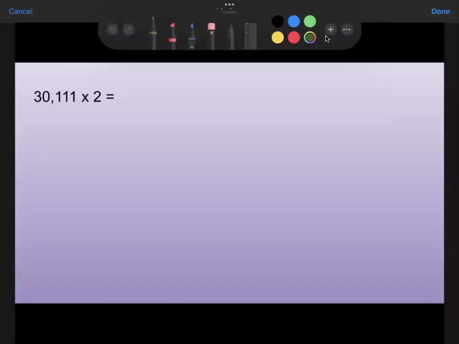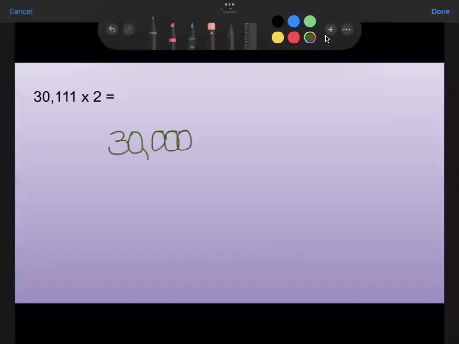Okay, here is our next one. I think for this one, I'm also going to show you how to do this with the box or area model. So I'm going to go ahead and take that 30,111 and break it up by place values. If I have a 3 in the 10,000s place, that is the same as having 30,000 or 3 10,000s. I have nothing or a 0 in the thousands, so no thousands need to be represented.